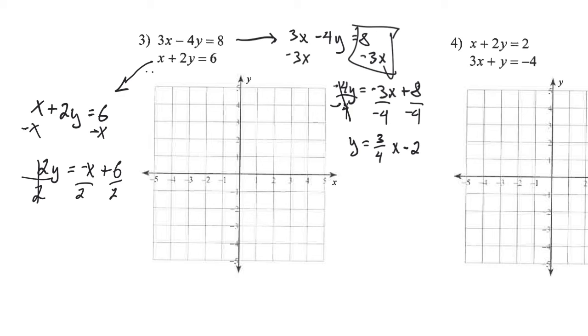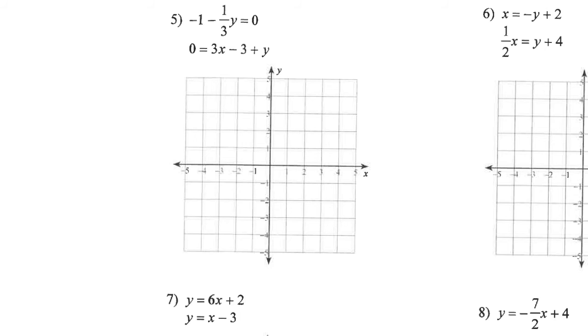So that cancels those, leaves the y by itself. There's a negative 1 in front of that x, so I'm going to put negative 1/2 x plus 6 divided by 2 is 3. Now I can graph both of my equations and find where they intersect, and that intersection is the solution.